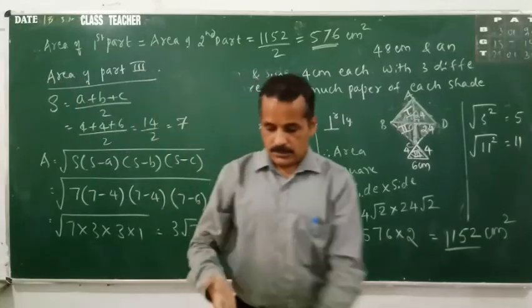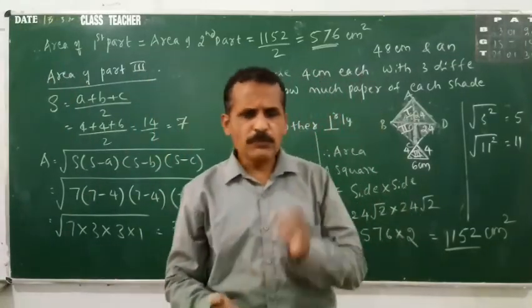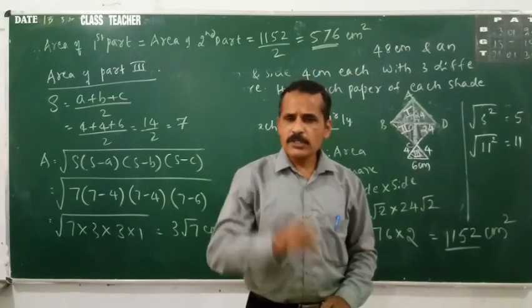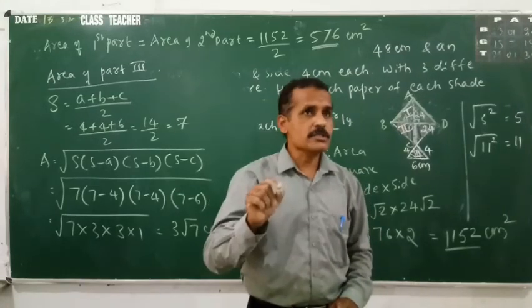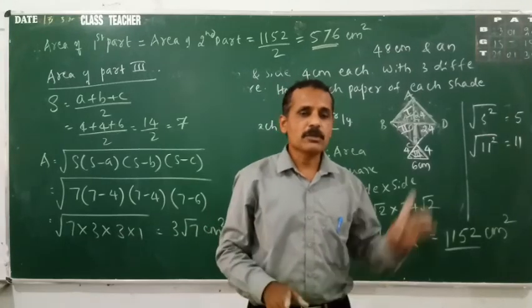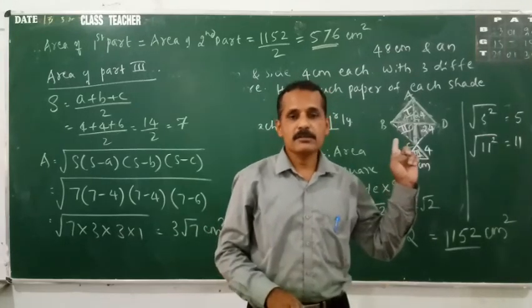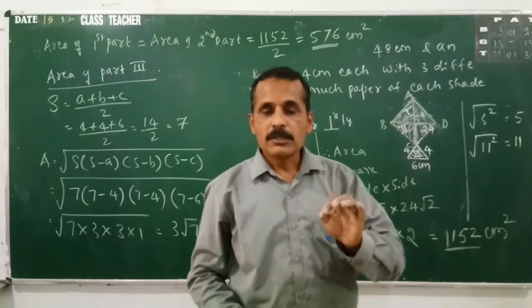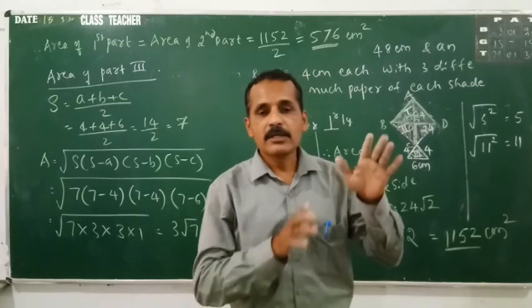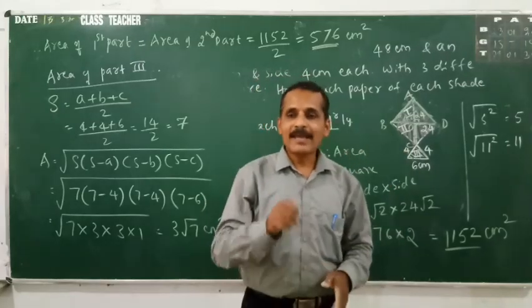Now, listen to me, students. With this, Heron's formula comes to an end. I think almost all the questions of exercise 12.2 I have covered. Nothing is left out, only different numbers are there. Now it is your duty to solve all the problems of the textbook, and you write those problems in your exam.